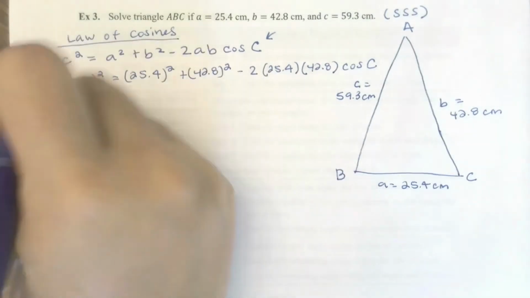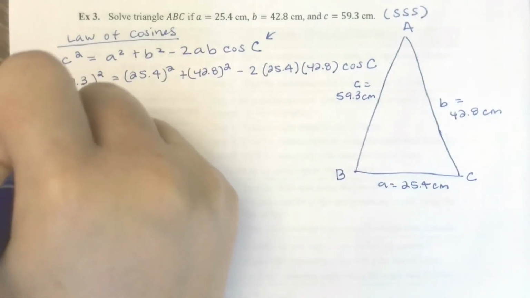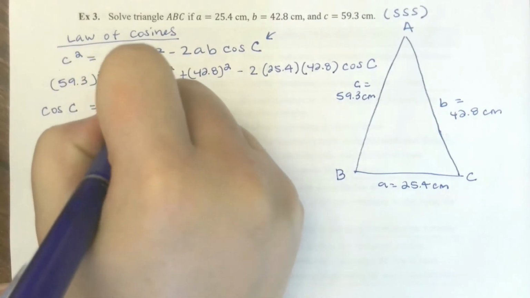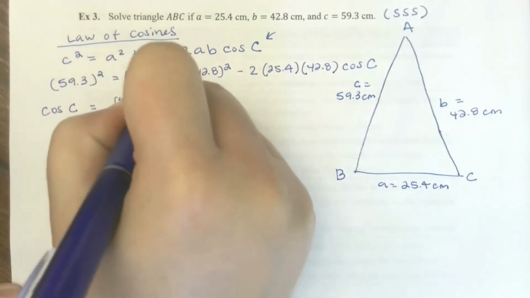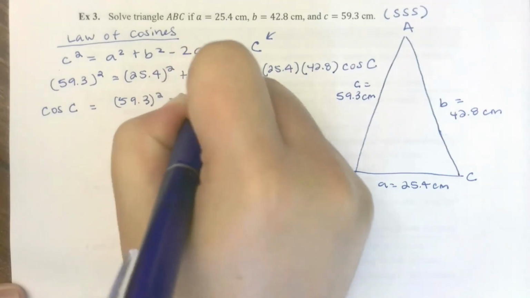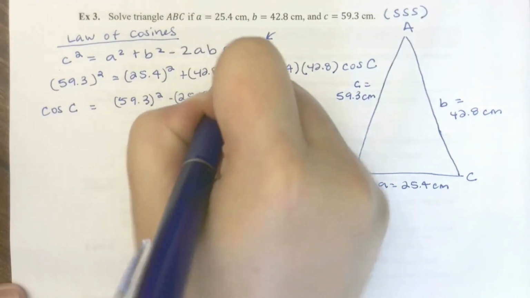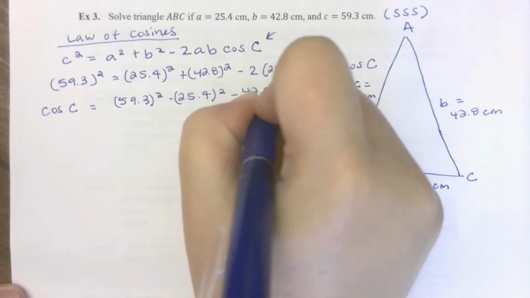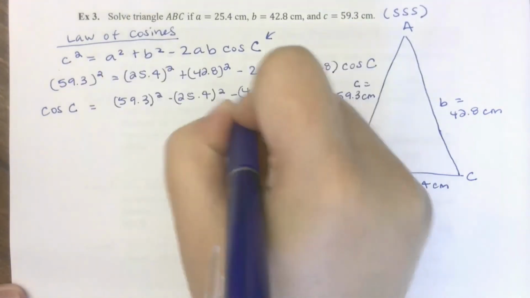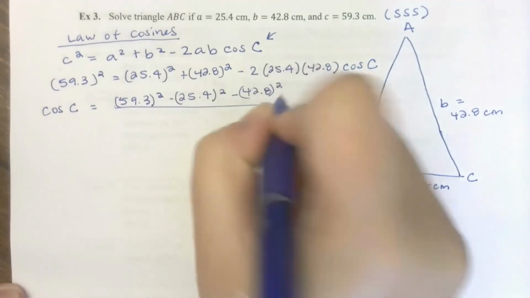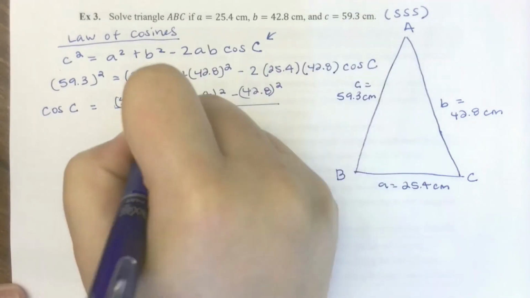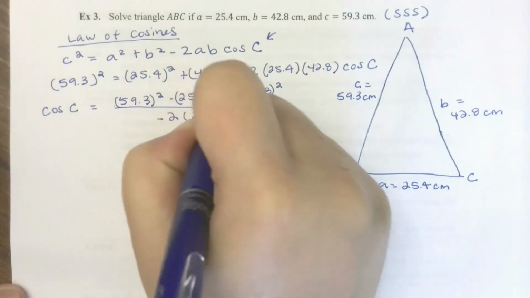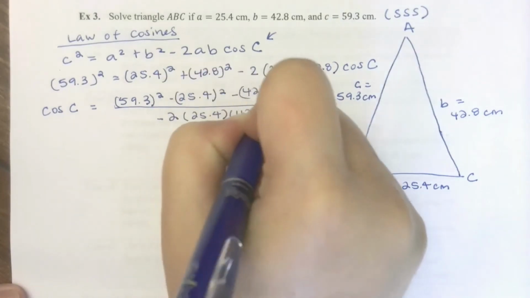Okay, so solving for cosine C. This gives me cosine C is equal to 59.3 squared minus 25.4 squared minus 42.8 squared, all over negative 2 times 25.4 times 42.8.